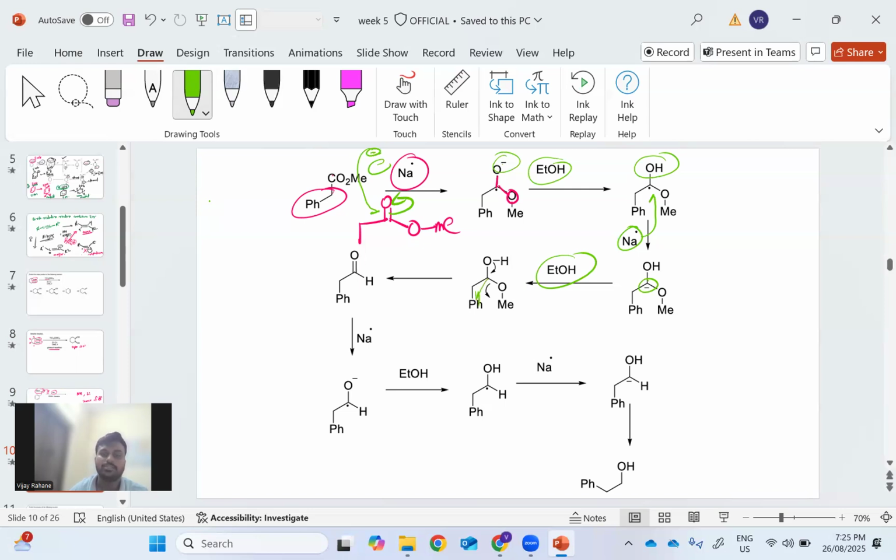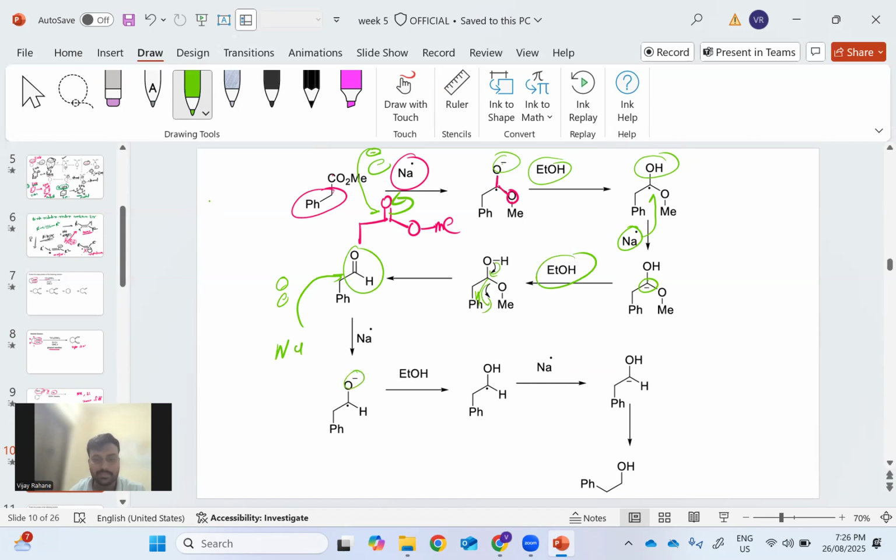And now this again goes to this OH bond cleavage. It will help to eliminate the OMe group and convert it into the aldehyde. But the reaction doesn't stop at this position, because the aldehyde is also electron deficient. The sodium again gives an electron to the carbon center of this aldehyde, and now it will be converted into a similar radical as we saw earlier in the case of the ester.